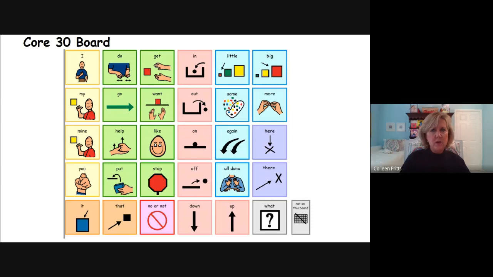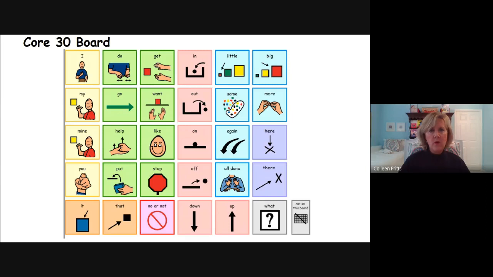But if you take a look at the core board, these are the top 30 words that young people use, that children use, that are AAC users. So we took a look at the research. What are the first words toddlers say? And the research applied this to AAC users. And in the research that we used here in Palm Beach County, these were the top 30 words.